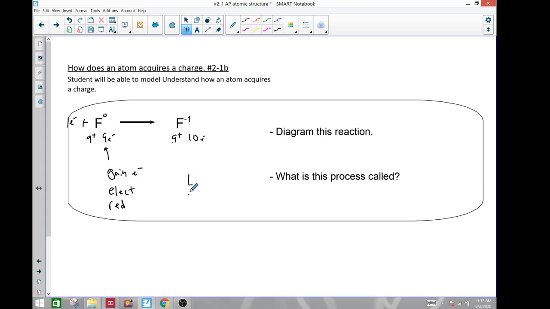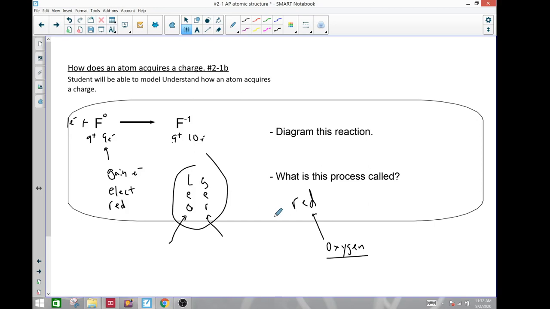So LEO the lion says GER, and that is really what some acronyms, because these names of oxidation and reduction really have no more meaning. Well, the meaning still works. The name reduction really is referring to reduction of oxygen, and that still works, which is why it's still here. The definition still runs, but really now, for the most part, we're looking at it in terms of electrons, not oxygen.